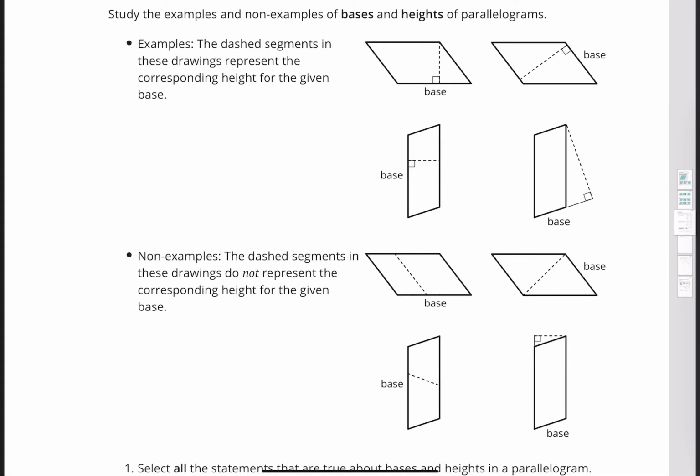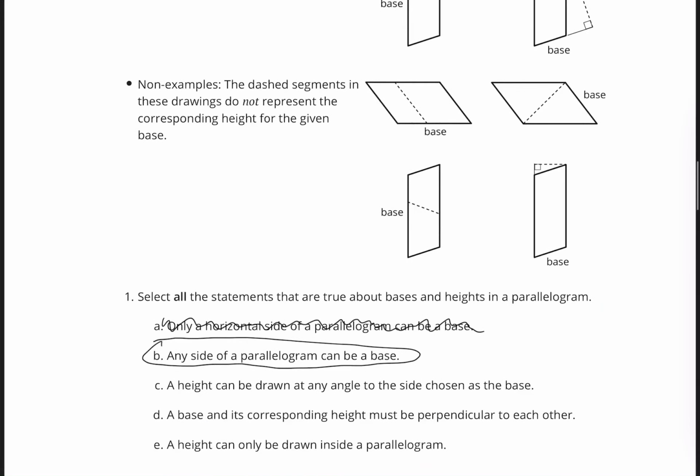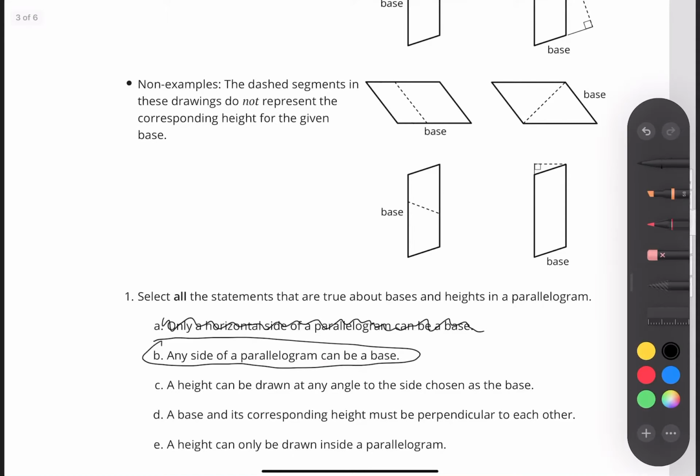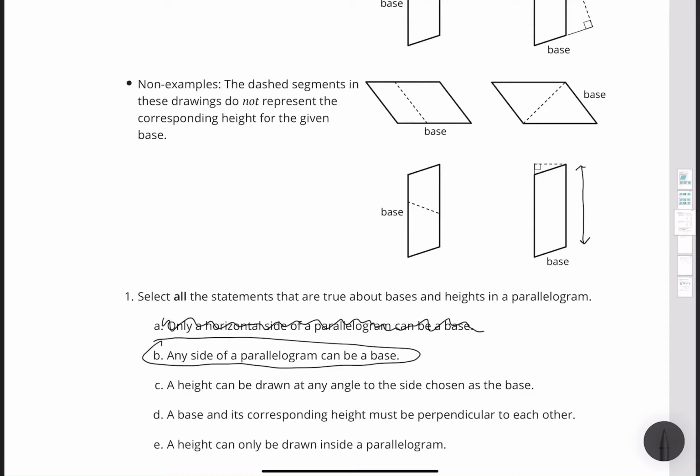So if we look at the examples, I see 90-degree angles that indicate the height. Okay, but when I look at the non-examples, I don't see that 90-degree angle to identify the height. So it's at a different angle, this one's at a different angle, this one's at a different angle, and this one is labeling this as the base and this as the height, and the height would be right here. So that can't be true either. So the height cannot be drawn at any angle.